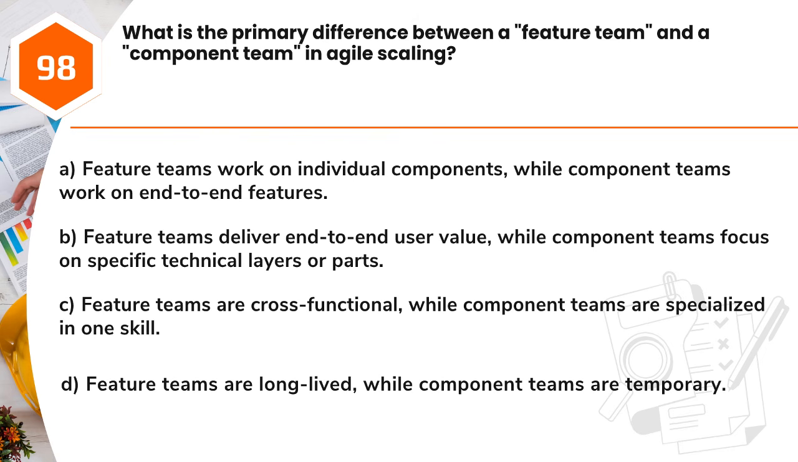Question 98. What is the primary difference between a feature team and a component team in Agile scaling? A. Feature teams work on individual components, while component teams work on end-to-end features. B. Feature teams deliver end-to-end user value, while component teams focus on specific technical layers or parts. C. Feature teams are cross-functional, while component teams are specialized in one skill. D. Feature teams are long-lived, while component teams are temporary.